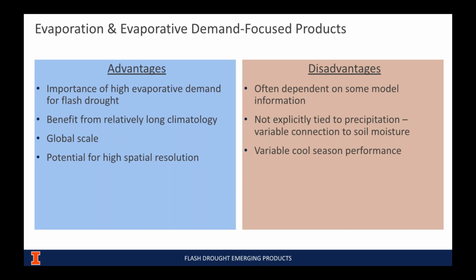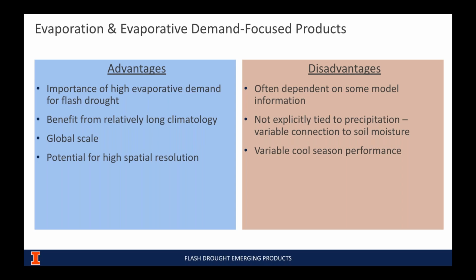Also, those that rely on models or remote sensing data sets inherently have a global scale, which means they don't just benefit the U.S. or one particular region in the U.S., but the entire globe, and that can be really important as well, as I'll talk about in a little bit. And then they have the potential for high spatial resolution. A lot of these products are at fairly fine scales, in some cases getting close to field scale spatial resolution, which for some other products, for soil moisture namely, we may not be able to get to.